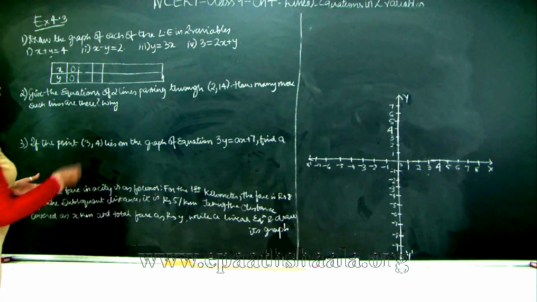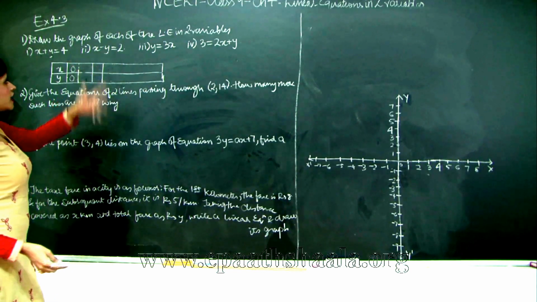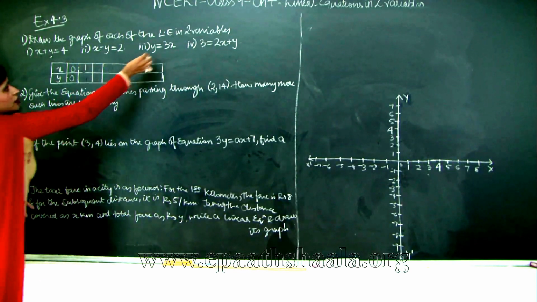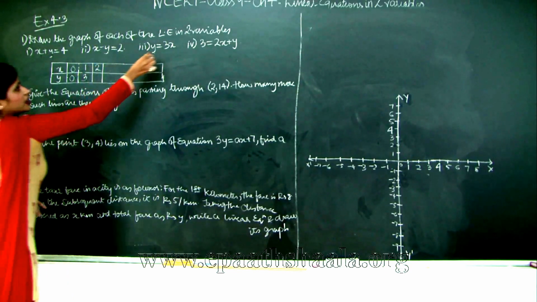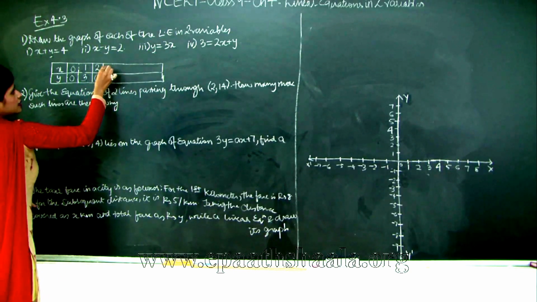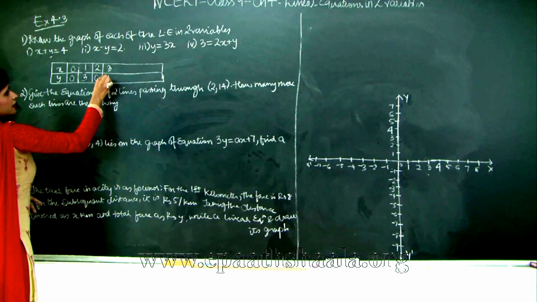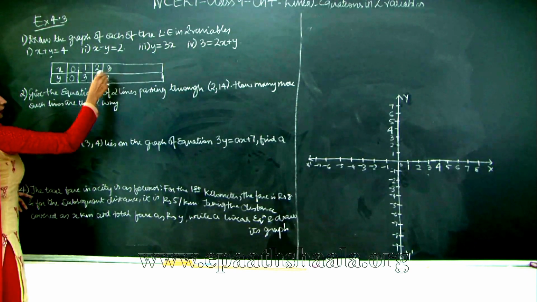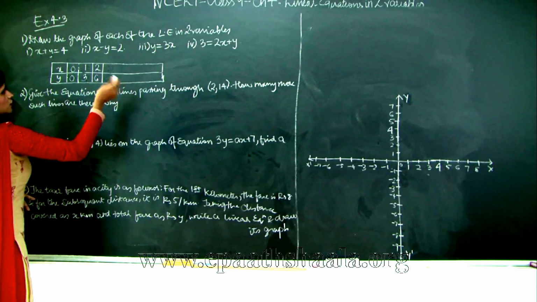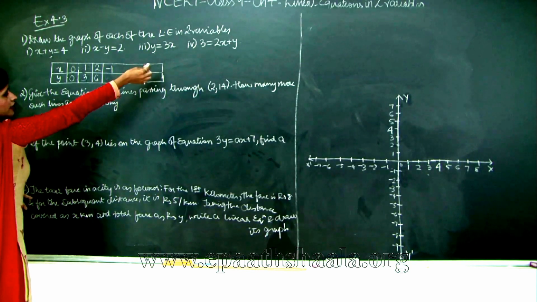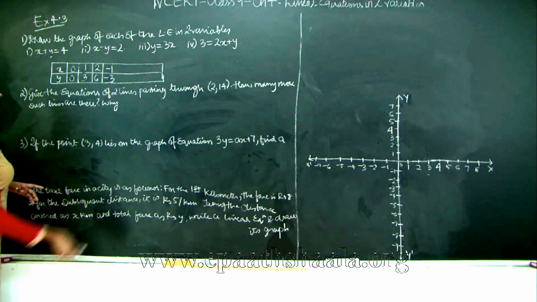When x is equal to 0, y is equal to 0. If I take x as 1, y will become 3 into 1, which is 3. If I take x as 2, y will become 3 into 2, which is 6, and if I take x as 3, y will become 3 into 3, which is 9. This is going to give us a very high number, so I will take something like minus 1. If x is minus 1, then y will become minus 3. This will help us plot.